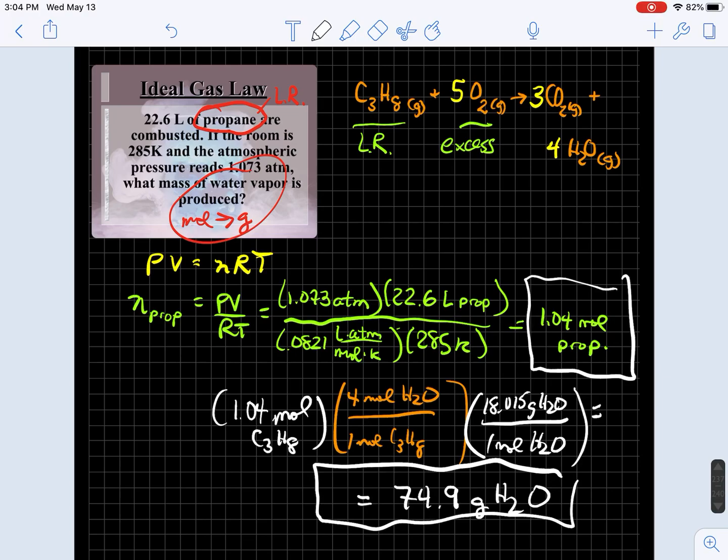So no, we got to focus in on what we got. PV equals nRT gives me moles of propane. From there, I can use the balanced equation to convert it to moles of water. And once I have moles of water, I get grams of water.